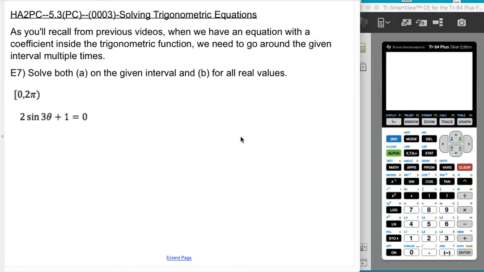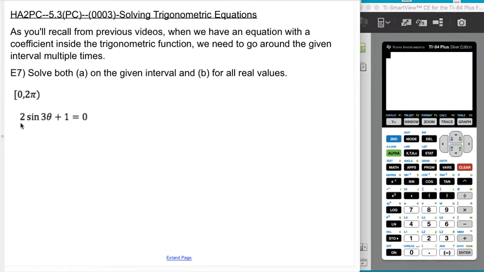All right, this is Honors Algebra 2 Pre-Calculus. We're doing 5.3 in Pre-Calc, which is solving trig equations. So, as you recall from previous videos, when we have an equation that has a coefficient inside the trig function, we need to go around the given interval multiple times. So let's go ahead and walk through this.